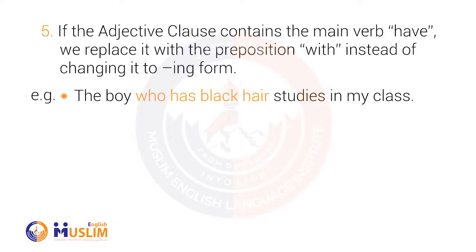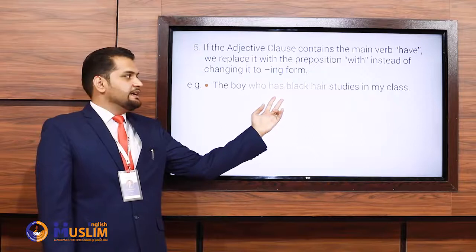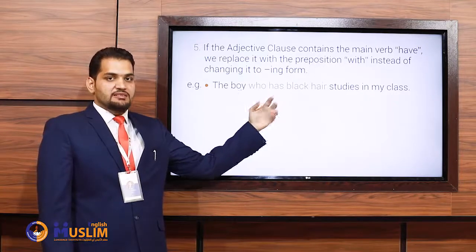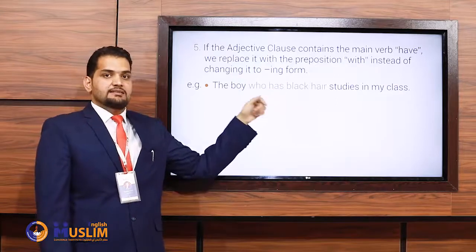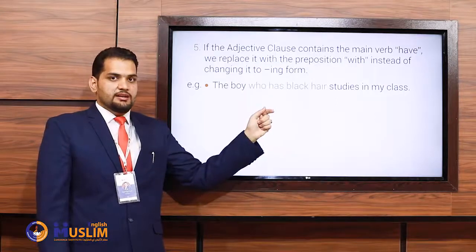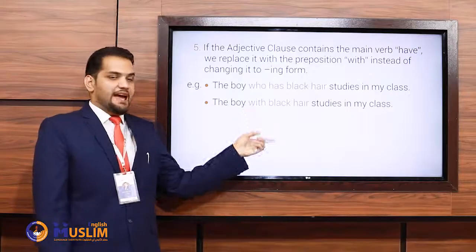For example, the boy who has black hair studies in my class. Who has black hair? Has is the main verb and it means to possess. Here, you just need to remove it and instead of it use with. The boy with black hair studies in my class. Do not say, the boy having black hair.